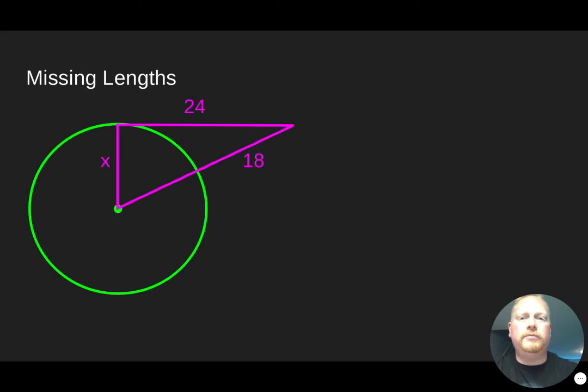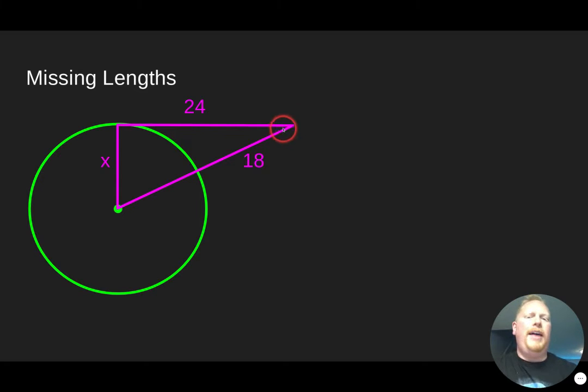So now let's use the fact that those make right angles to find missing lengths. Here we have a triangle, and one leg is the radius of the circle. Another leg goes from the point of tangency out into the middle of space. And then the hypotenuse goes from the center of the circle out to that point in the middle of space.